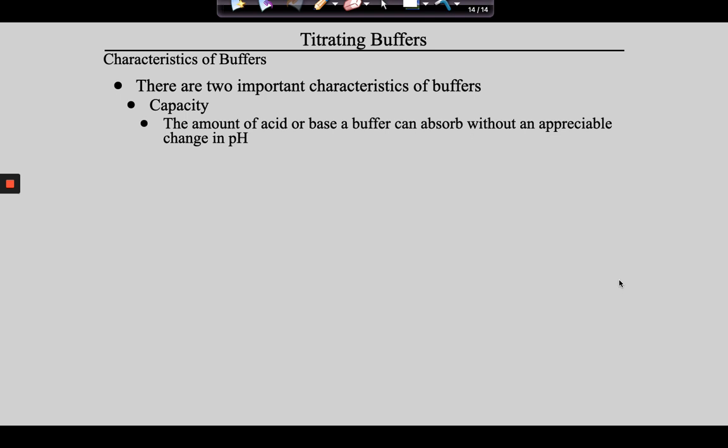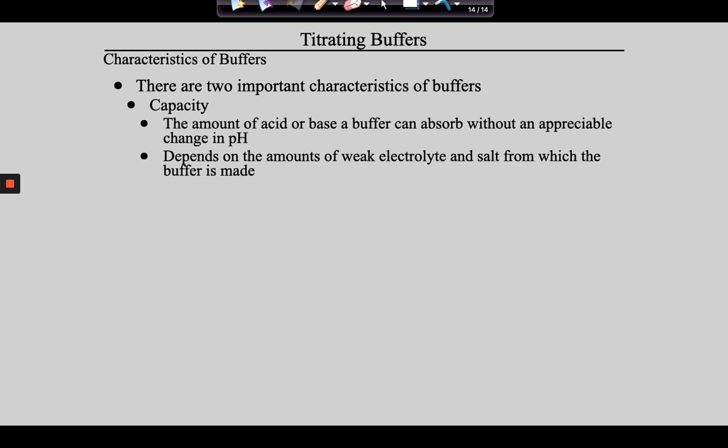And we're going to do this in lab, and we're going to watch the titration curve, and all of a sudden it goes bing, and it's all over. So when we talk about capacity, we talk about how much this can absorb. Well, that is a function of how much weak electrolyte and salt you make the buffer from. This brings up a really, really interesting bit that's going to relate back to the math that we learned last time, but you're not ready to learn it because you're still writing stuff down.